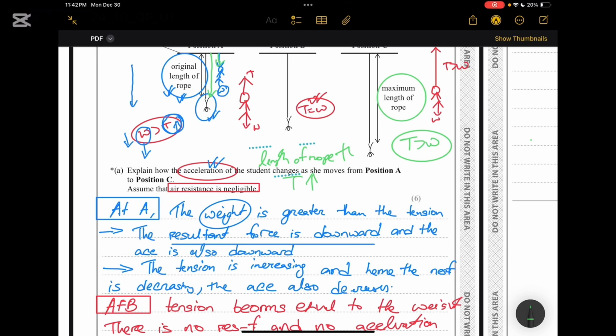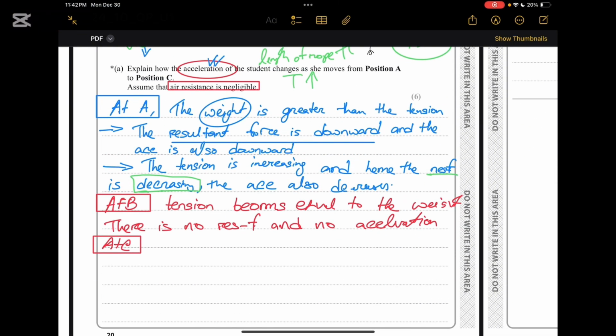From A to B, this length is increasing. So when the length is increasing, the tension increases. Actually the weight doesn't decrease, weight is constant, but when the tension increases and becomes more than the weight, at that time the resultant force also decreases. All right. So now about point C, we know the tension is greater than the weight.